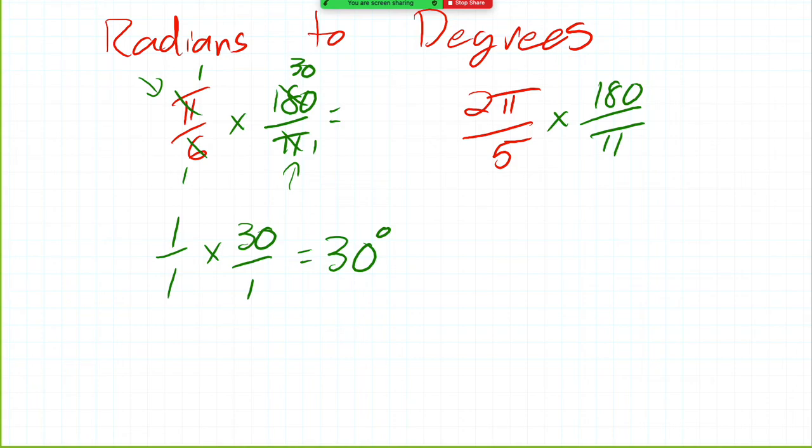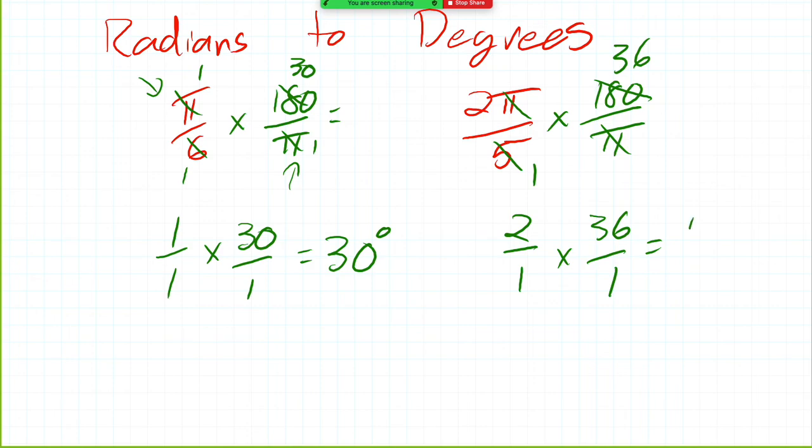In the second one, same concept. Our pi, we can definitely get rid of. And our 5 goes into 180 also. So I can reduce that down to 1. And 5 goes into 180 how many times? 36 times? Yes, I think that's right. So now, when we write this fraction out again, we get 2 over 1 times 36 over 1. So this ends up being 72 degrees when we do the converting.